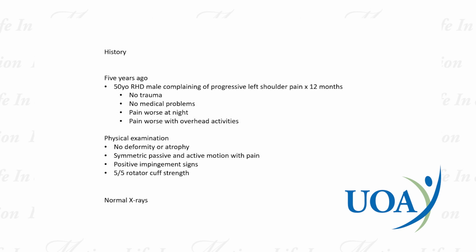Thought it would get better, never did. He didn't have a trauma. He's a healthy guy, no medical problems. He had pretty classic complaints of pain that was worse at night and pain that was worse with overhead activities. On exam, there was really nothing glaring. You know, he had no deformity. He had no atrophy of his muscles. He had good motion, but he had pain at the extremes of motion. He had positive impingement signs, meaning that he had pain with certain positions of his arm, but he had excellent strength. His x-rays were normal, so I diagnosed him with bursitis.